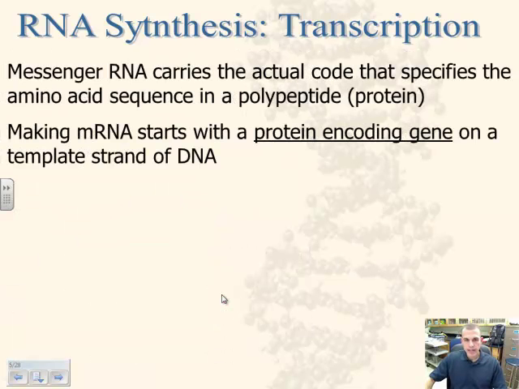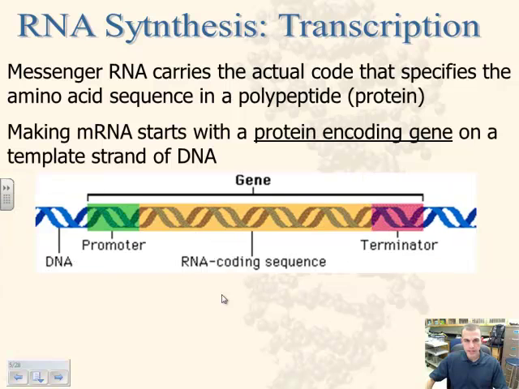Now, looking a little bit more at the messenger RNA. The messenger RNA carries the actual genetic code that specifies the amino acid sequence in the polypeptide. As I mentioned on the previous screen, the polypeptide is what we're talking about as a protein. Proteins are made up of amino acids, and we'll take a look at the building up of the amino acids in a few minutes.